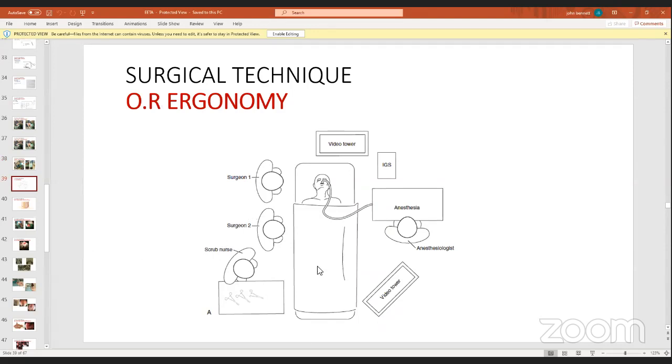So for the ergonomics, usually residents just go into the OR, they want to get the blade, and they don't think about where the surgeon is, where the assistant is, where the anesthesiologist will be. So this is really important for ergonomics. Usually this is a setting that we do.